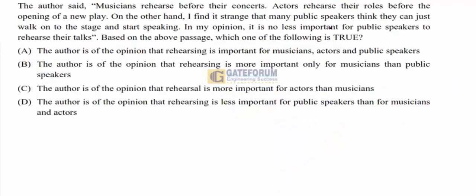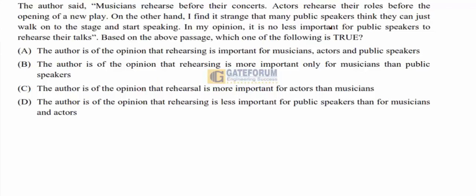The author said musicians rehearse before their concerts. Actors rehearse their roles before the opening of a new play. On the other hand, I find it strange that many public speakers think that they can just walk onto the stage and start speaking. In my opinion, it is no less important for public speakers to rehearse their talks. Based on the above passage, which one of the following is true?